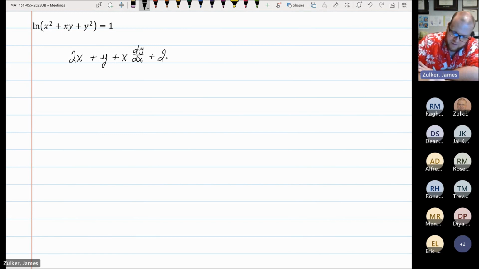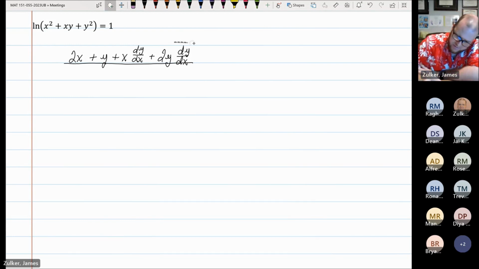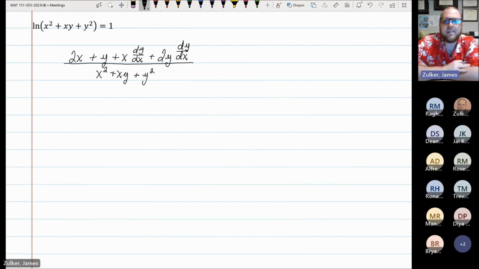Now plus derivative of y squared, 2y dy dx. Just move that up a little bit. Then you divide by what we're taking the log of. And then derivative of 1 is just 0.